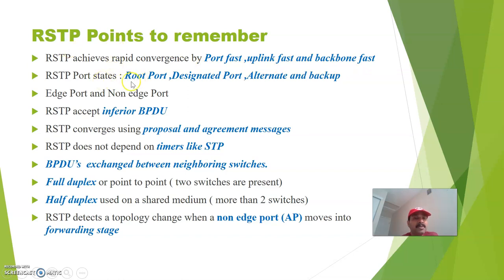In RSTP, the port roles are root port, designated port, alternate port, and backup port. An alternate port is a port for taking an alternate path to the root bridge when an existing root port fails, and a backup port is a port we use for redundancy. It also has additional port types like edge and non-edge port. An edge port is a port where a single host connects, which moves the port immediately into forwarding mode, and a non-edge port is a port connected to a switch.